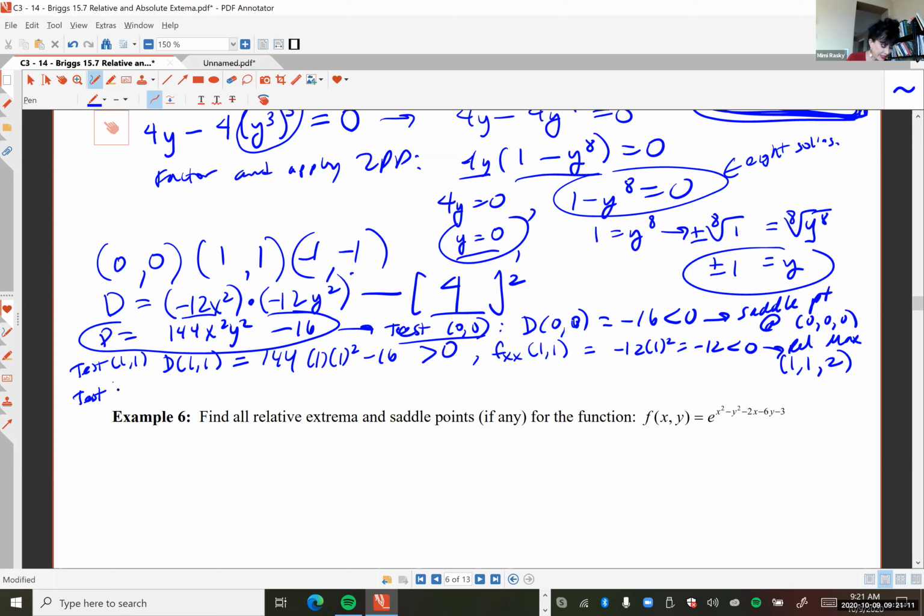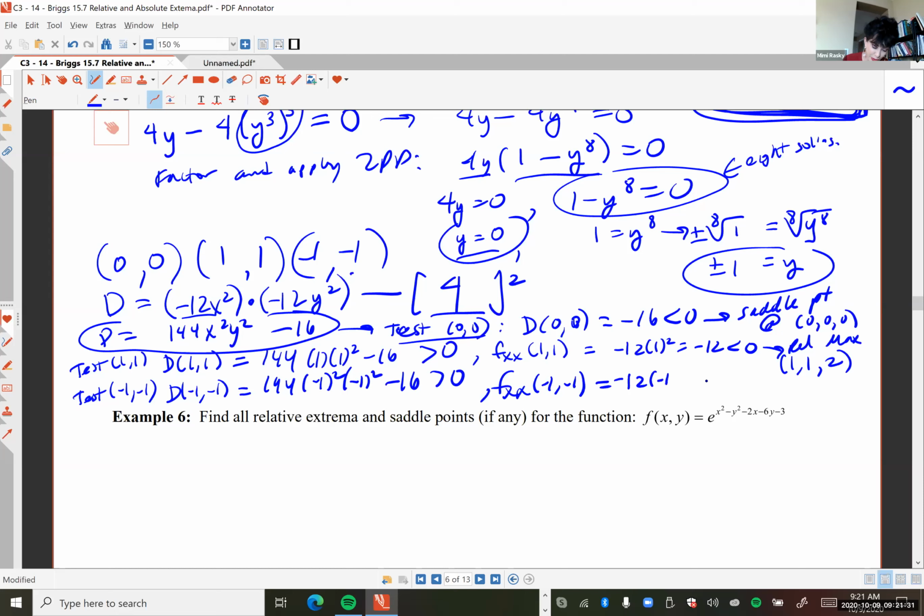And then finally, let's test (-1, -1), and it's going to turn out that (-1, -1) is also going to have D be positive, and fxx evaluated at (-1, -1) is also going to be equal to a negative number. And so we have another relative max. Is that even possible? Yes. So you'll have (-1, -1), and I think the z coordinate is also a 2. And we're done with this problem. So those are all the things that are happening with this function.